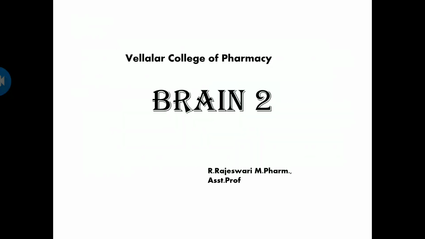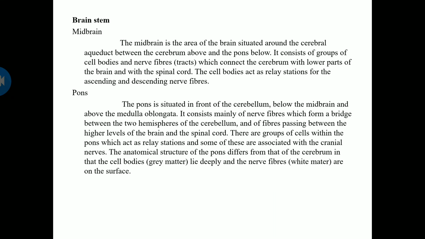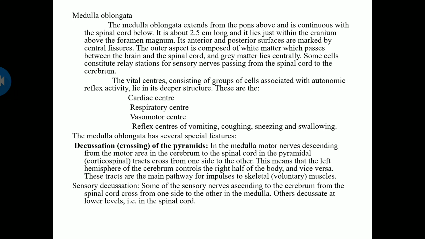Hello. So today let us continue with the brain. It is a continuation of last class. Last class we have seen the cerebrum. Now we are seeing the brain stem. Your brain stem consists of midbrain, pons, and medulla oblongata.